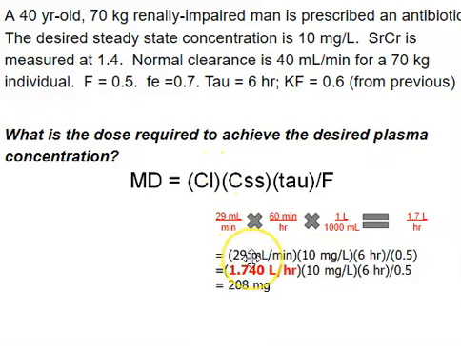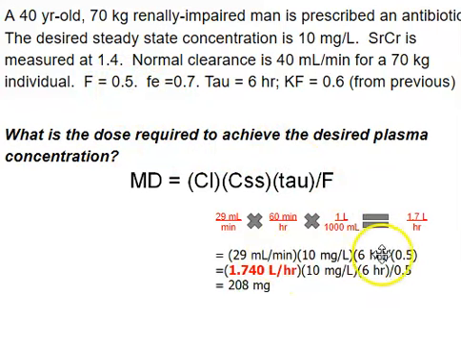Here's the first parameter: clearance from before, 29 mLs per minute. The second parameter is the steady-state concentration that we want, and that's 10 milligrams per liter. Tau is the dosing interval, that's 6 hours. And the bioavailability, F, is 0.5.